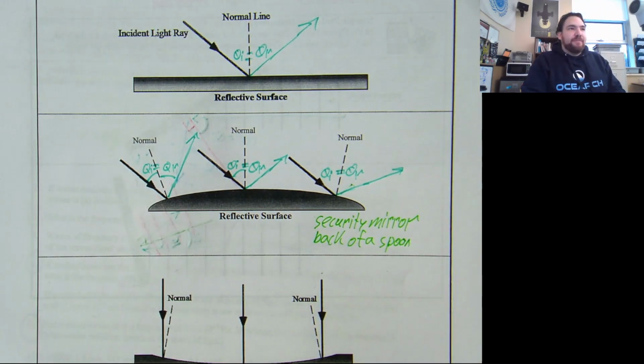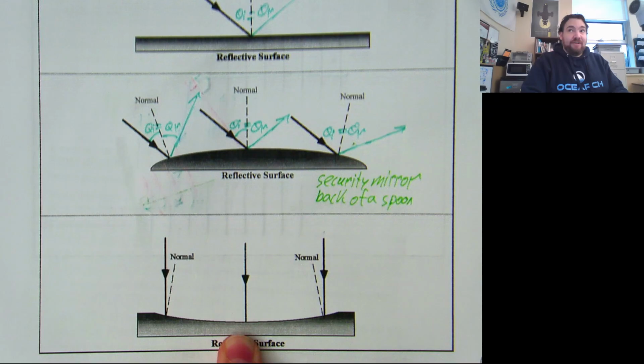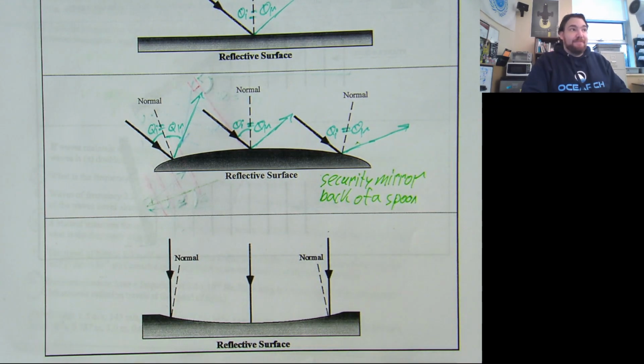What do you look like on the back of a spoon? Yeah. You're upside down, and you're not on the back of a spoon. On the back of a spoon you're right side up. The front of the spoon you're upside down, which is what we're going to talk about down here. On the back of the spoon you're right side up, but what do you look like?